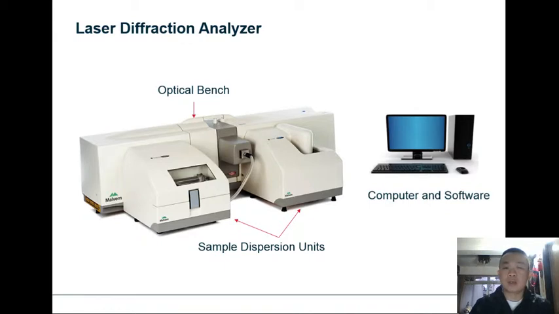Now let's talk about the typical laser diffraction analyzer. It usually consists of three components. The first one is the optical bench, which is the main instrument containing the laser where most of the measurements take place. The second component is the sample dispersion unit. Basically, it feeds the sample into the optical bench. And finally, the computer and the software, which does the actual analysis and generates the results for us to look at.